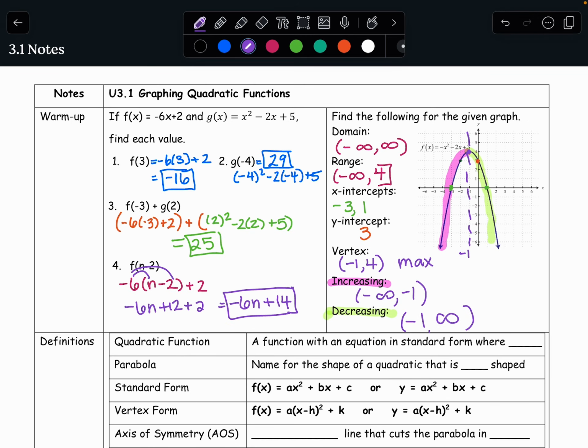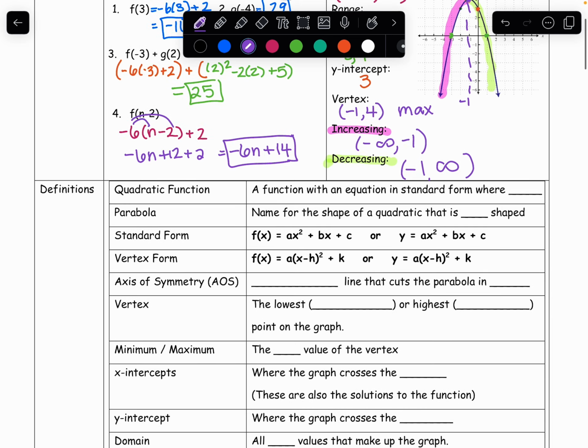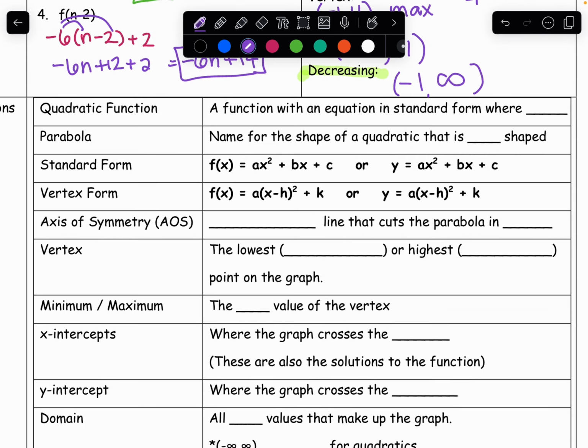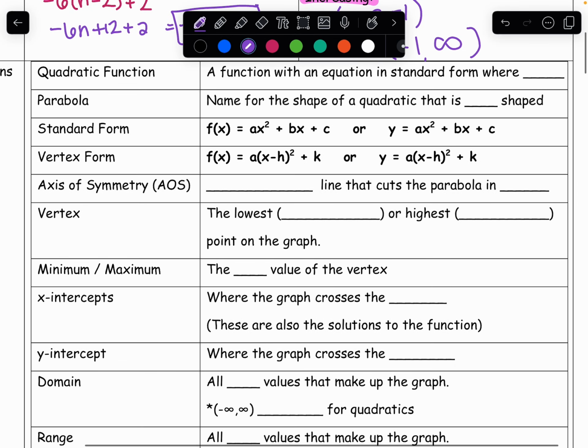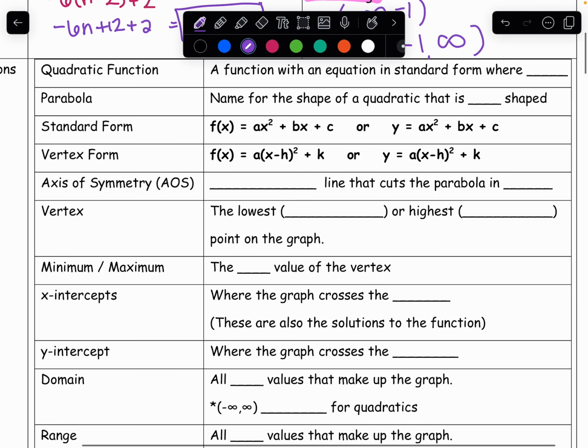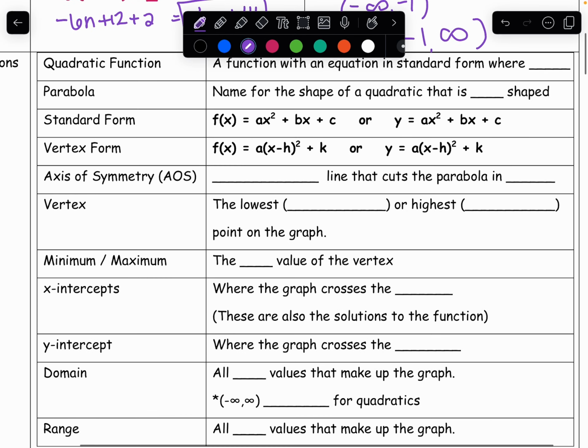So hopefully all of that kind of made sense because a lot of it's review. But if not, we'll see a lot of it in our notes in our unit this time. So we got a lot of vocab words. That's just because we're going to need a lot of pieces of information, new and old, to graph.